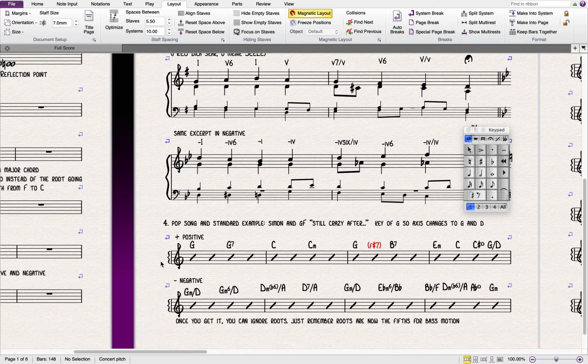So here's what the positive progression sounds like. And I added this little tag at the end. It's not really in this order, but this is something I wanted to address too.